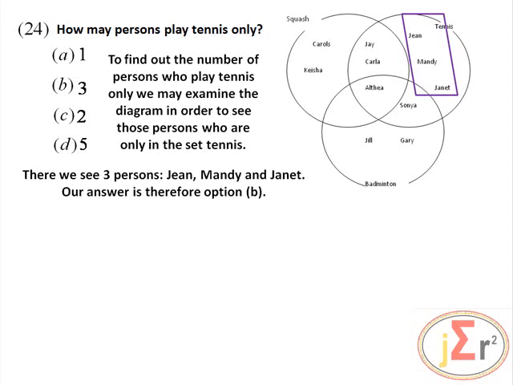Our answer is therefore option B. Notice that the question did not ask for those who play this sport, but the number of them that play this sport. And so there are three of them, so the answer is 3, and that represents option B.